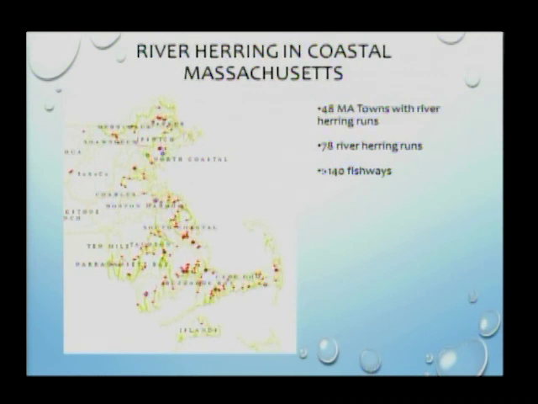We're going to move to river herring now. I'm sorry, this map looks really not great with this projector. This is probably our most abundant diadromous fish resource in the Commonwealth.